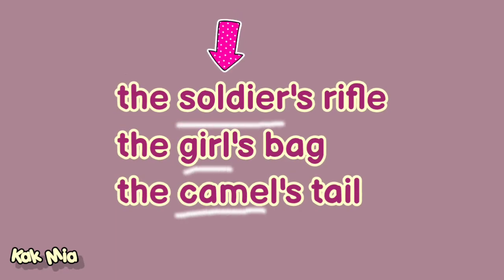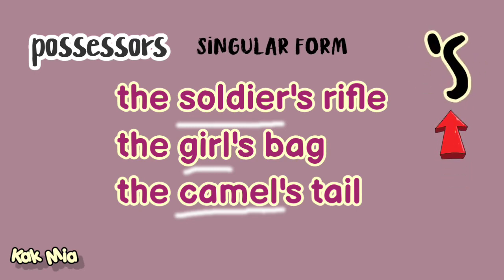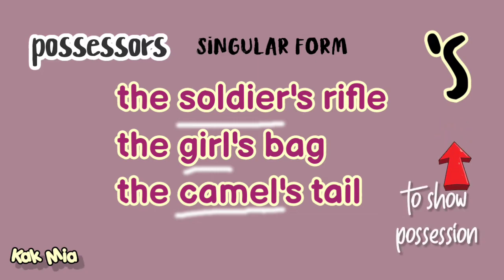The words soldier, girl, and camel are the possessors of the nouns. When the possessor of the noun is in the singular form, we just need to add an apostrophe and s. The apostrophe s is added to show possession.